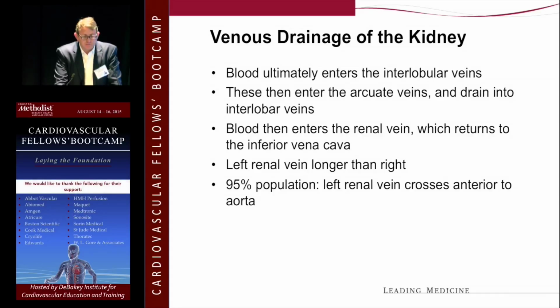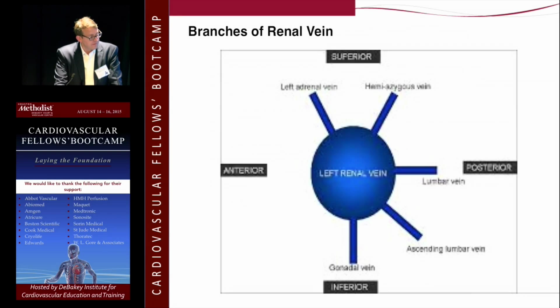95% of the population has a normally placed left renal vein, meaning it crosses anterior to the aorta to then go into the cava. About 4 to 5% of the time, there is either a circumaortic system or a retroaortic renal vein. This is a sagittal view, so if the patient's on the side, you're looking at the renal vein like this. It describes the branches of the renal vein that need to be managed during aortic exposure or renal artery exposure.